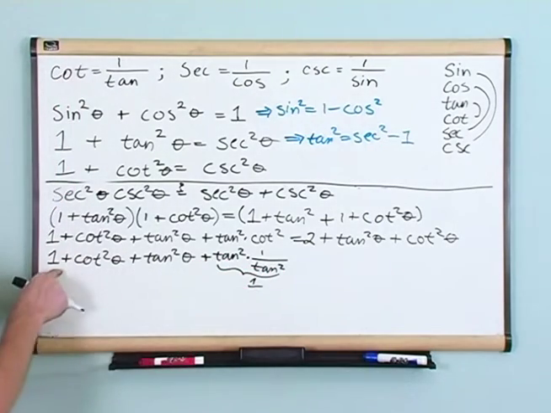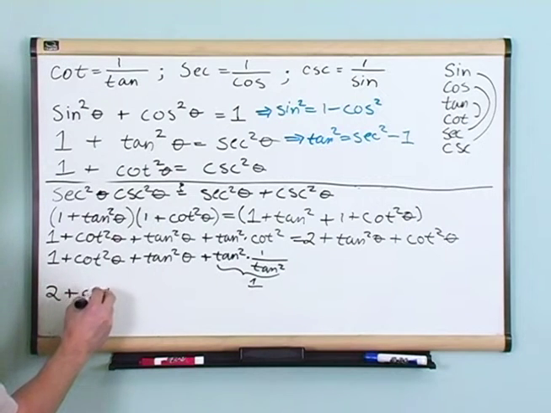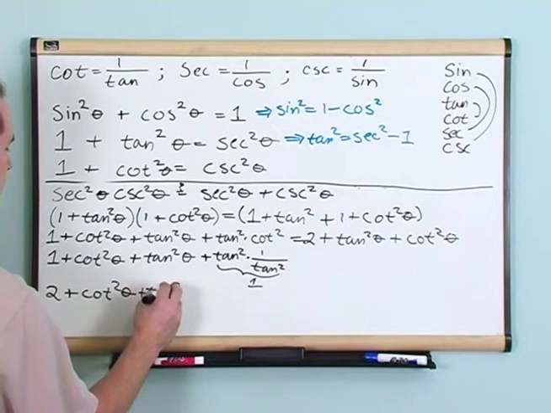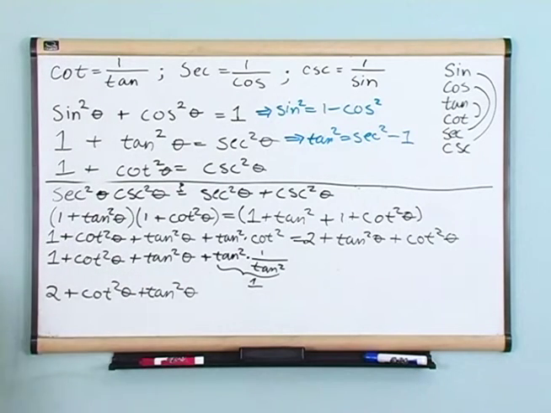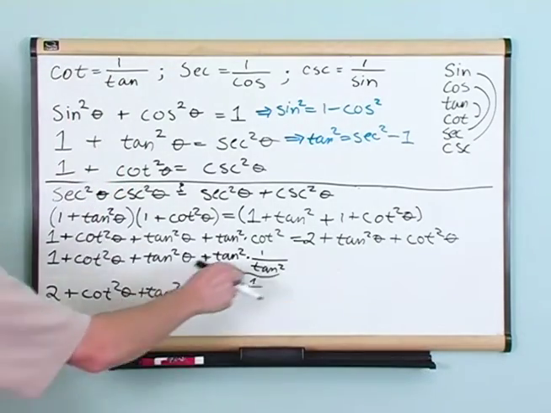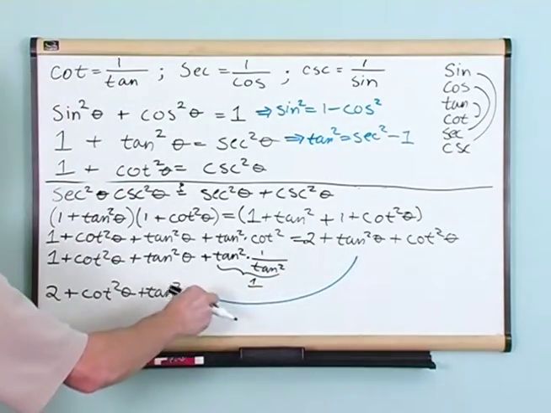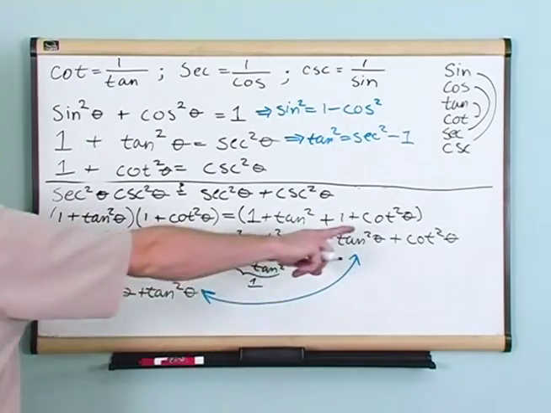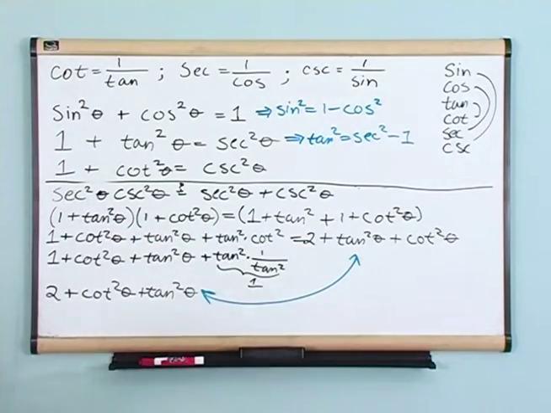So now I've got my 1 plus 1. It's going to give me my 2 plus cotangent squared theta plus tangent squared theta. And you can see right away that now the left-hand side is exactly equal to the right-hand side. So I'm done. I don't need to move any farther.